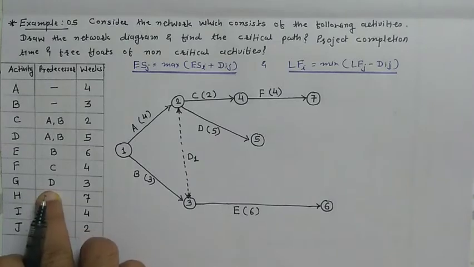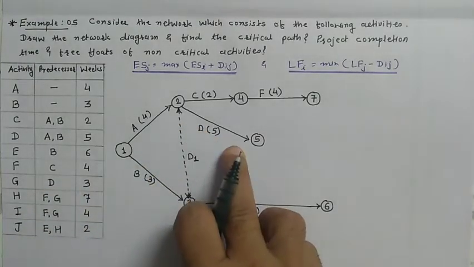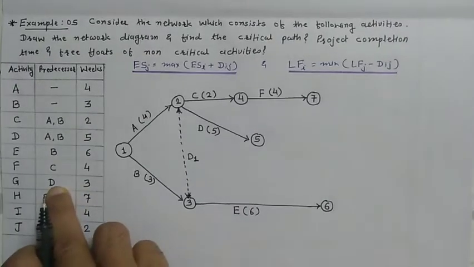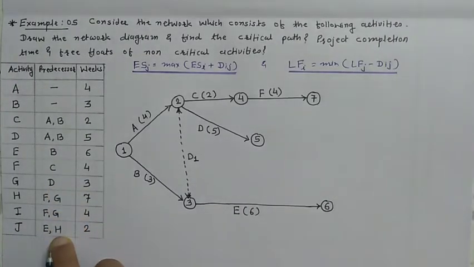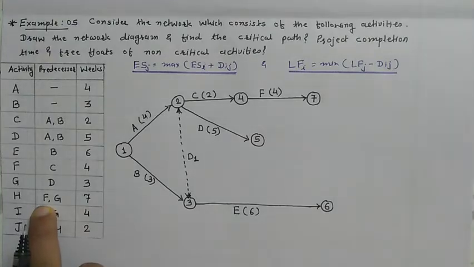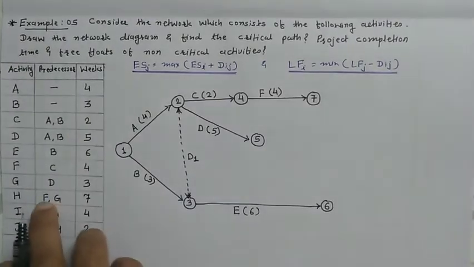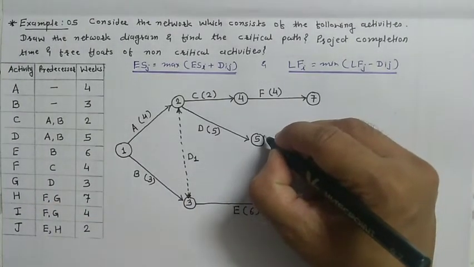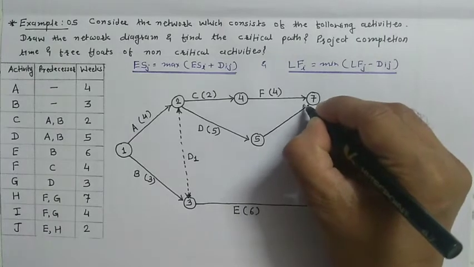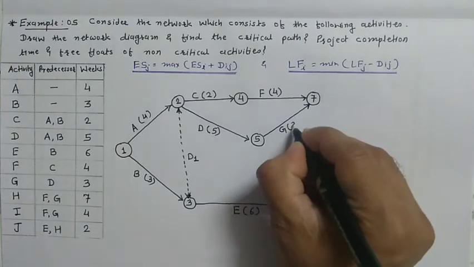Then activity G can be started when activity D is completed. So here activity G, predecessor is D, and this is activity D. But here F and G will merge together. This is activity F and this is the event. So F and G will merge, so I will draw the activity which will merge into activity F. This is activity G and the duration is 3.